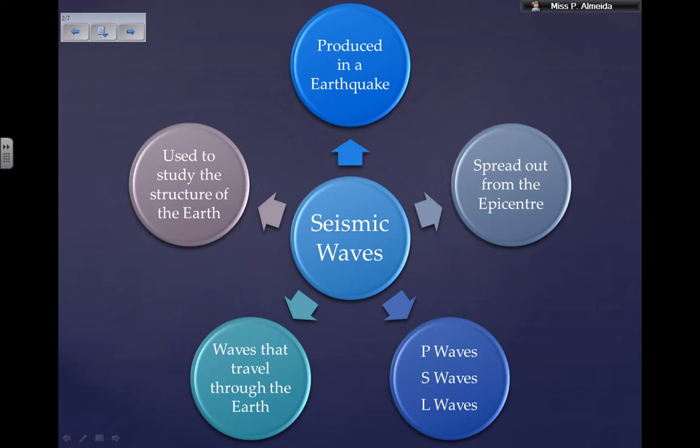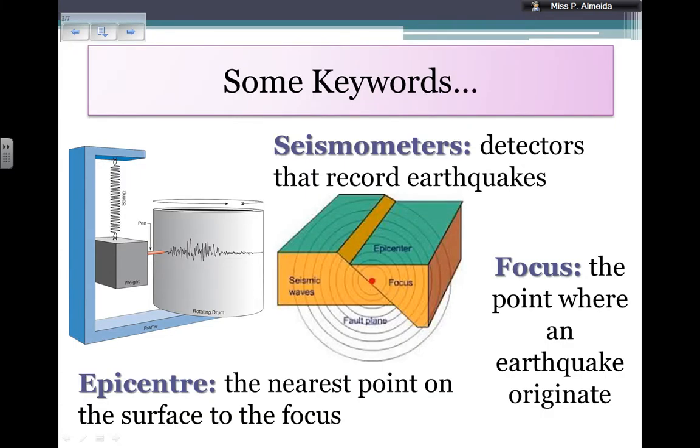They spread out from the epicenter. They can be P, S, or L waves. There is also another type, but you don't need to know that type if you're doing GCSE level. And they travel through the earth, of course, and they are used to study the structure of the earth. So, before I tell you a little bit more about waves, let's just know some keywords.